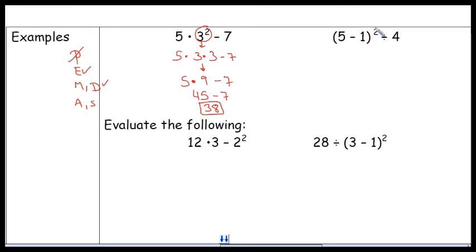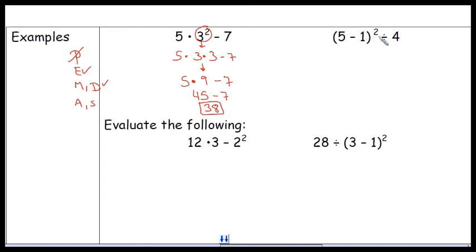Okay, and then this one over here, we have exponents, we have parentheses, we have division, and we have subtraction. We have 4 operations going on. So which one do I do first? Well, I'm going to go and look at my PEMDAS.